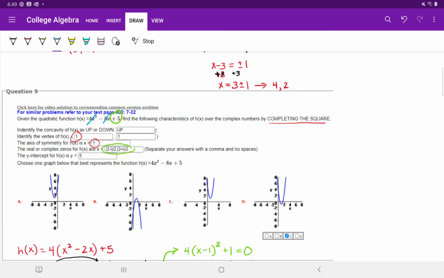matches that information. So the first thing we know is that it's concave up. That's going to eliminate this. The next thing we know is that the vertex is at (1, 1). So that eliminates this one and this one, leaving us just with C.